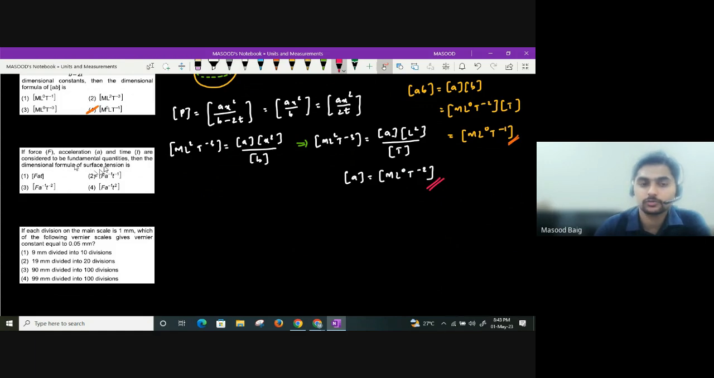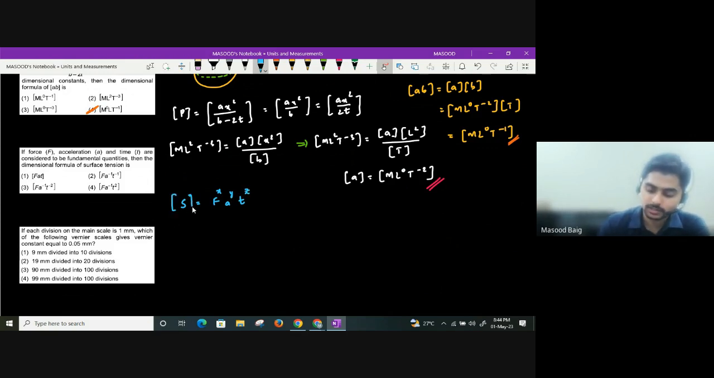So I want to represent what? Surface tension. In terms of what? Force, acceleration and time. What will I do, beta? Whichever quantity is asked to be represented, surface tension, I have taken it on the left hand side. It should be equal to, in whose terms I need to represent? Force, acceleration and time. So I'll raise them to some arbitrary powers x, y and z. Now what will I do, beta?